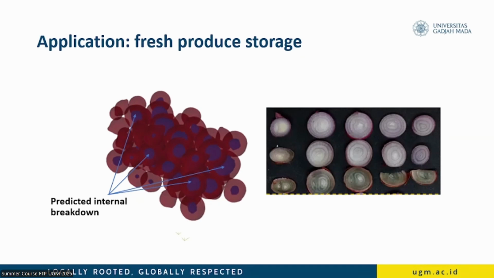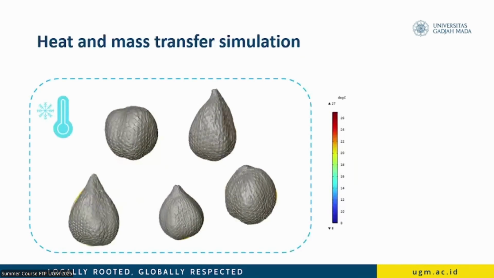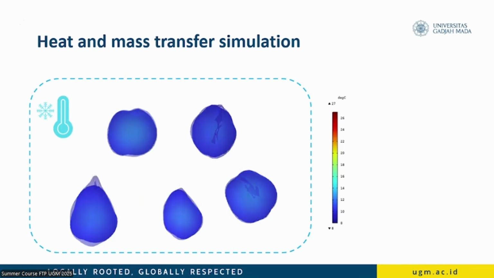It's validated with the observed internal disorder inside the onions. And also this is the snake fruits. We do some computations also in the snake fruits. This is the temperatures.